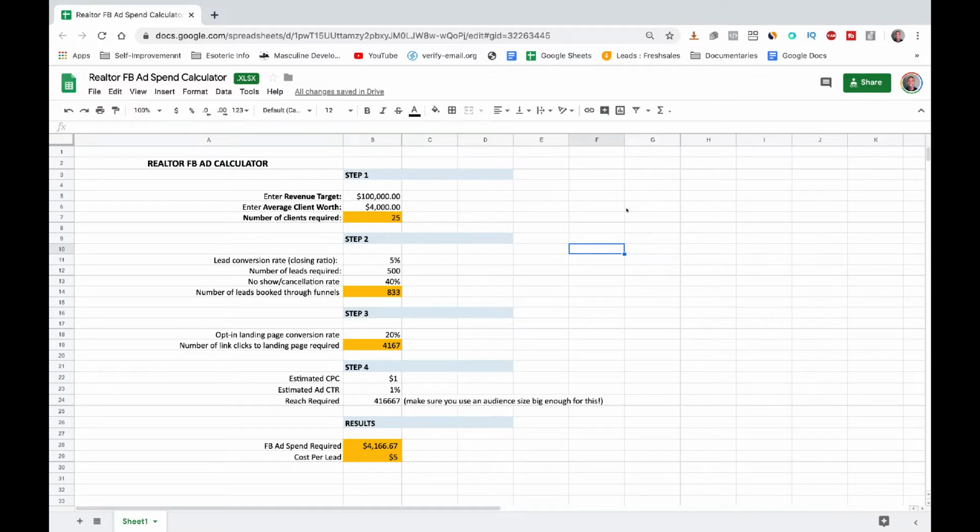Now, if you are a real estate agent or a real estate broker and you want to achieve two things, okay? If you want to generate more leads and close more deals, sit back and relax, because this Realtor Facebook ad spend calculator is going to show you how you can get to your overall yearly goal. If you want to make 6 figures, or even 7 or 8 figures a year, you can do it with just this Facebook ad spend calculator.